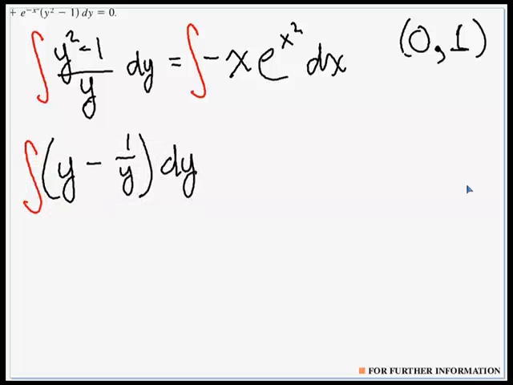So when we actually take the antiderivative here, this is y to the first, raise the power by 1, divide by the new power, or multiply by its reciprocal, 1/2 y squared, minus, this is in logarithmic form, that'll be the ln of the absolute value of y. We've integrated the left side. The right side should be a little easier.